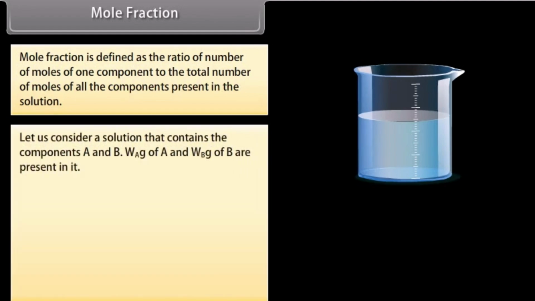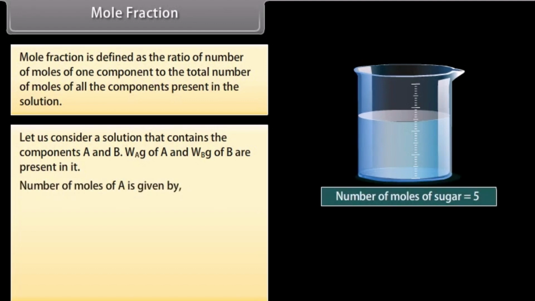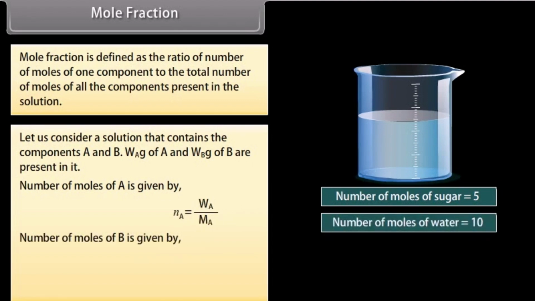Let us consider a solution that contains the components A and B. Wa g of A and Wb g of B are present in it. Number of moles of A is given by Wa upon Ma. Number of moles of B is given by Wb upon Mb. Total number of moles of A and B is equal to Na plus Nb.